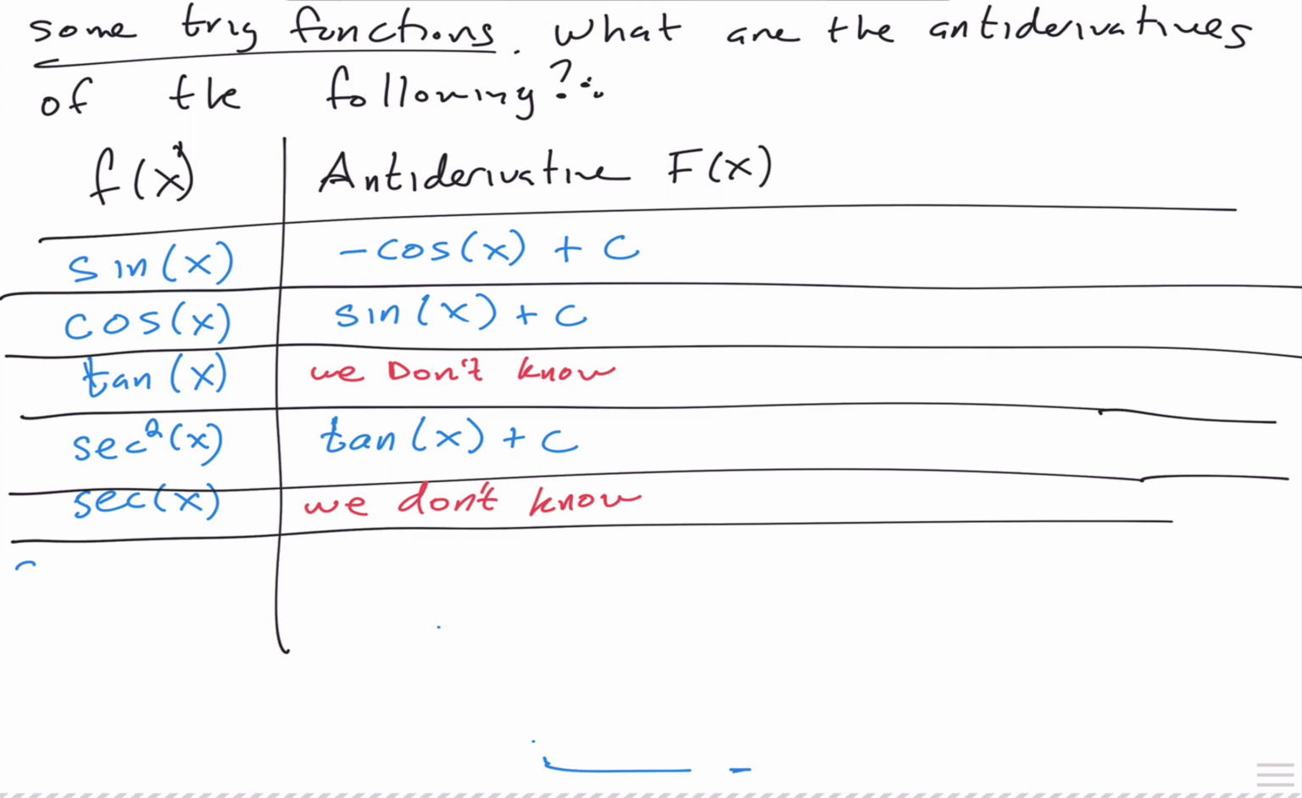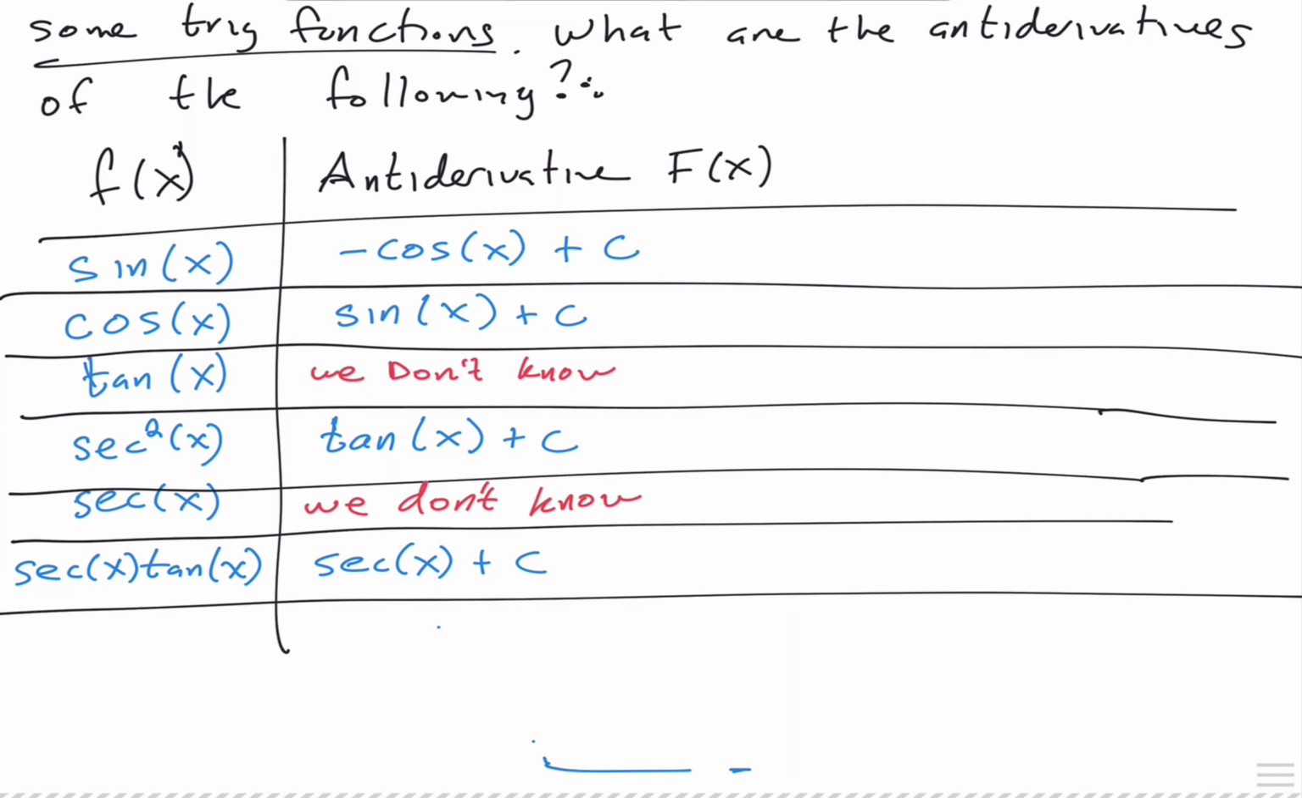Well then, let's do that. What's the antiderivative of secant x times tangent x? Yep. Secant x. Good. All right. What else can we put on our list here? How about the antiderivative of cosecant squared x? Negative cotangent x. That's right.